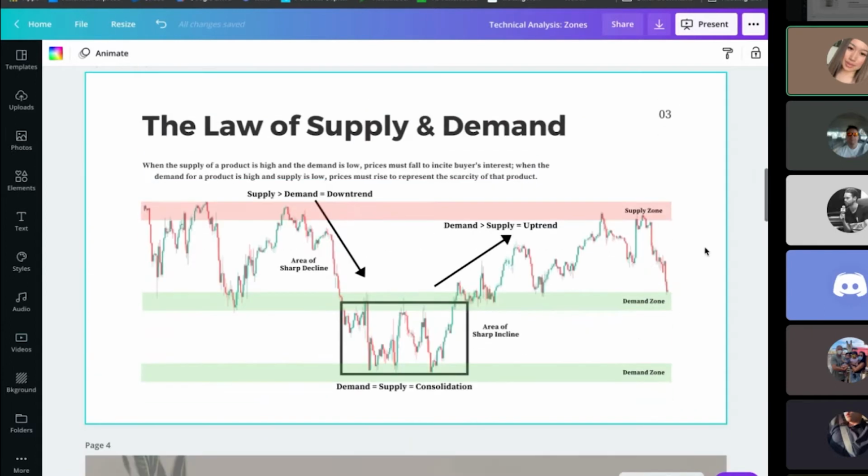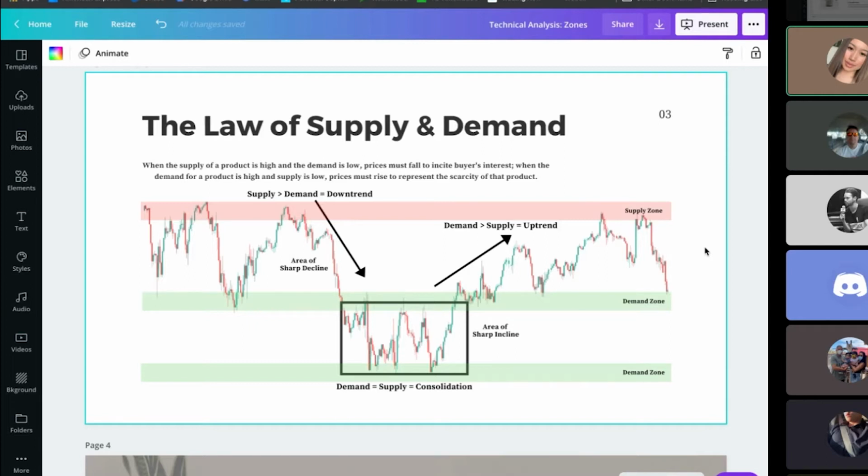So this leads to the law of supply and demand, which says when the supply of a product is high and the demand is low, prices must fall to incite buyers' interest. When the demand for a product is high and supply is low, prices must rise to represent the scarcity of that product. So that is basic supply and demand that you should understand when looking at charts and also when considering taking trades in the market.